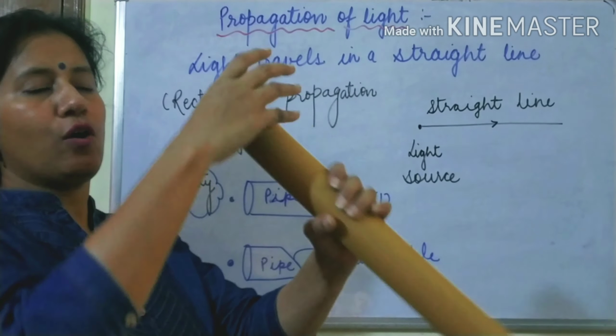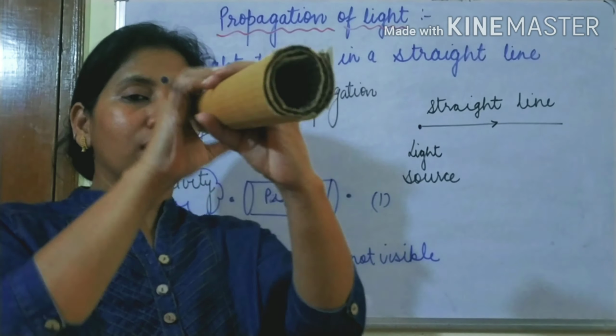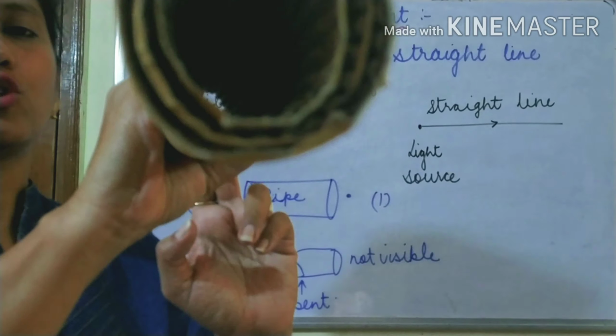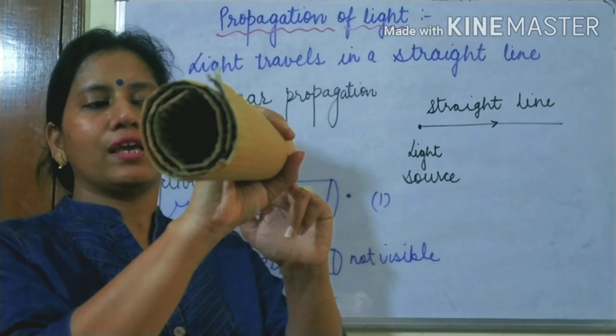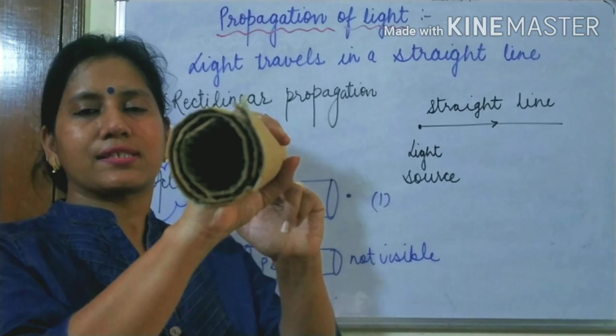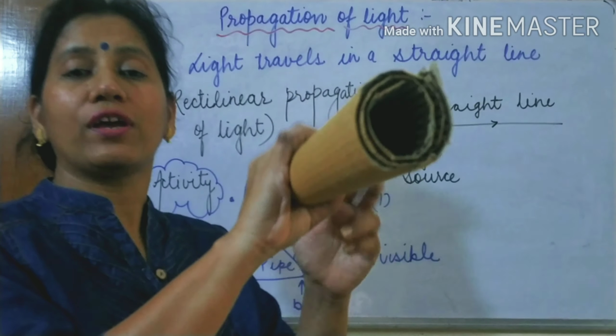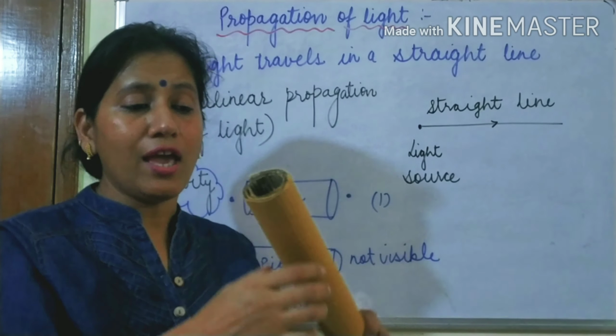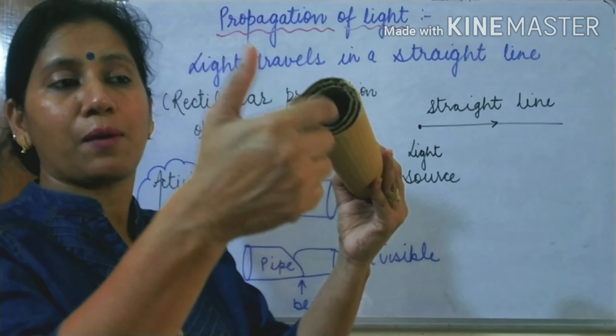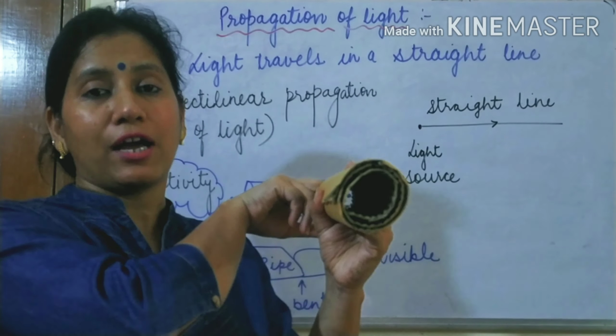ठीक है, अब क्या होगा? अब now can you see my two fingers? Can you see my two fingers, children? Yes. Is it visible, my two fingers? Yes, my two fingers are visible. Why? Because the light which is coming, you can easily see my two fingers.